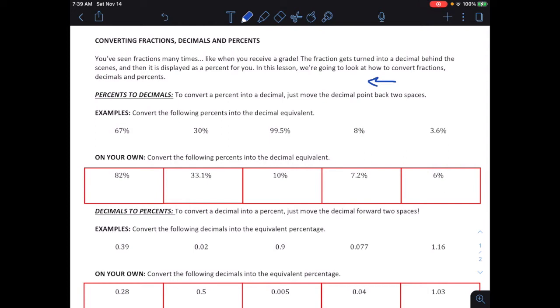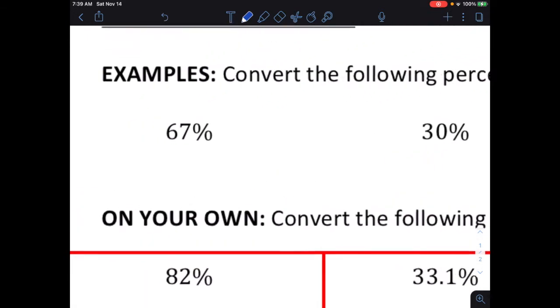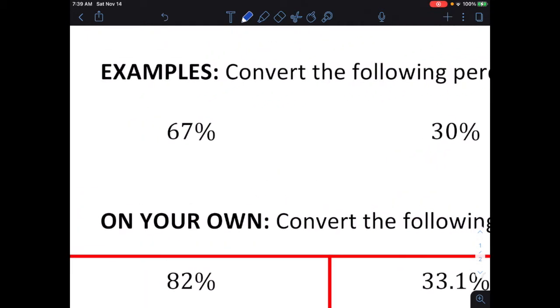Okay, so if we take a look at this first example here, we have 67%. If we want to turn 67% into a decimal, we need to first realize that there is a decimal right there next to the 7. And we're going to move it 2 spots back or to the left. So this is going to move here and then here. So it becomes 0.67.